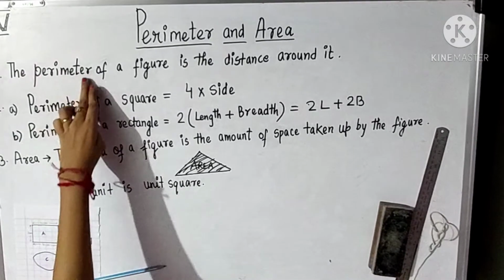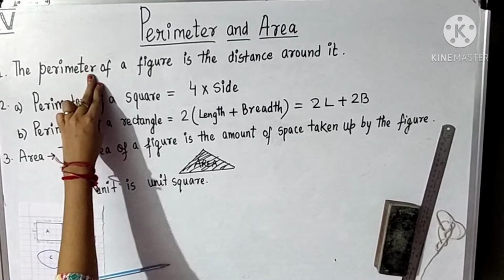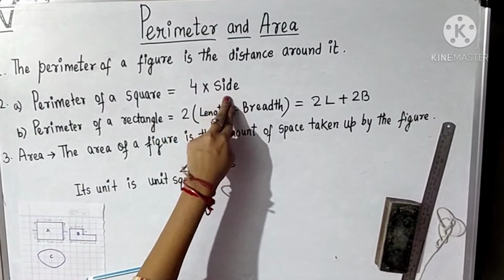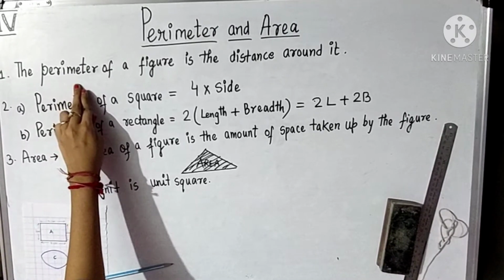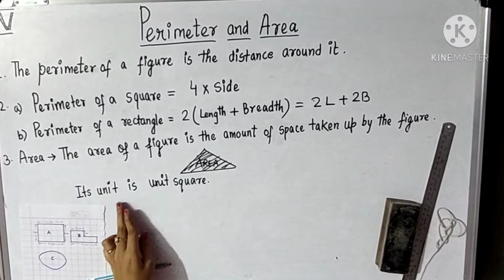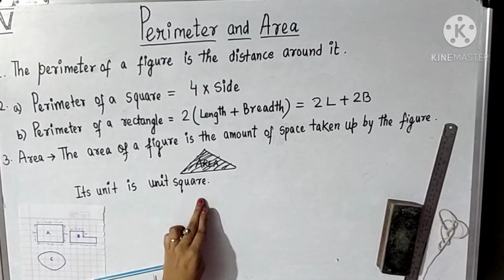Now, what is the unit of perimeter? For example, if the side is 4 centimeter, then the unit of perimeter is centimeter. Now, what is the unit of area? The unit of area is unit square.